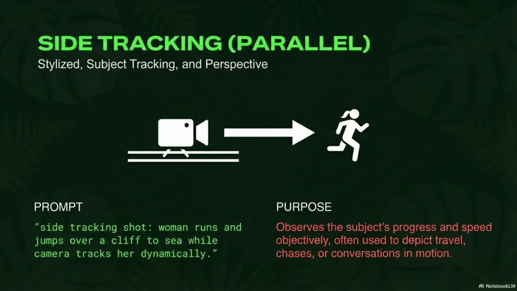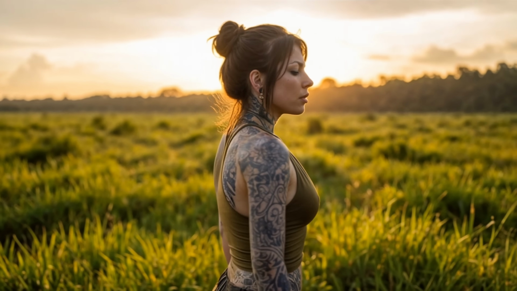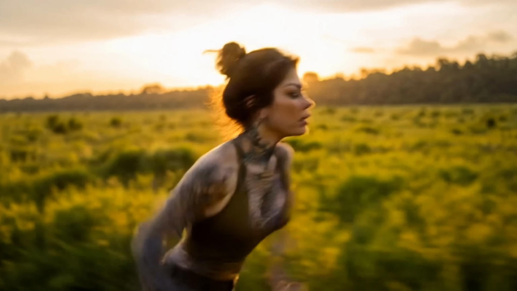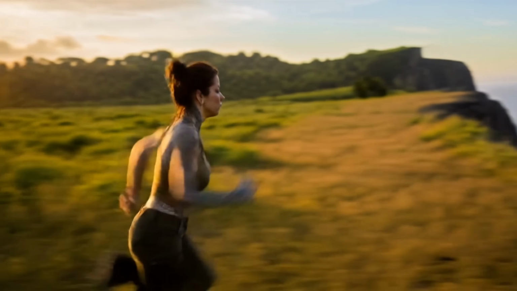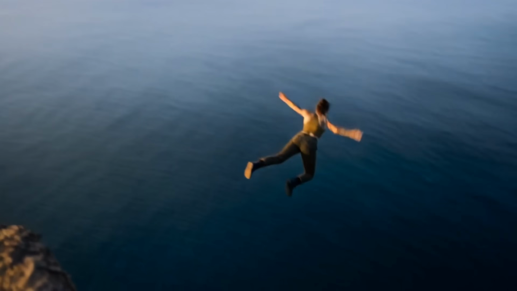The side tracking shot has the same concept. It observes the subject's progress and speed objectively, often used to depict travel, chases, or conversations in motion. To achieve this, write side tracking shot and after that place your subject's action.